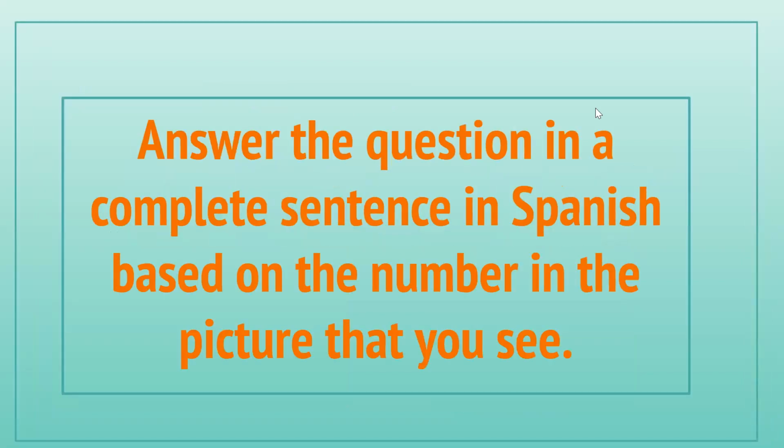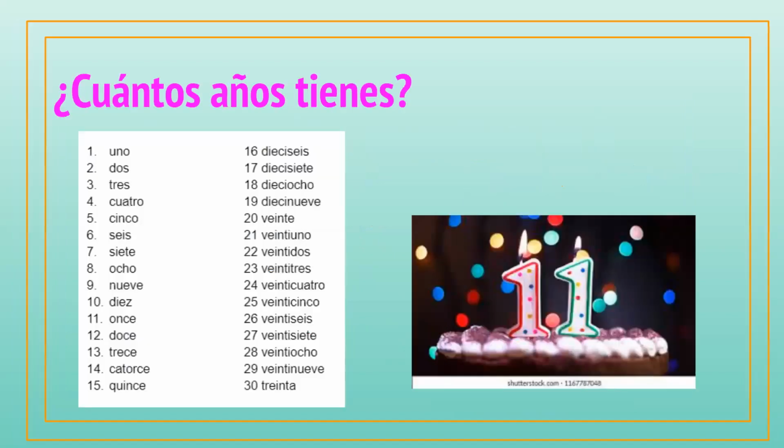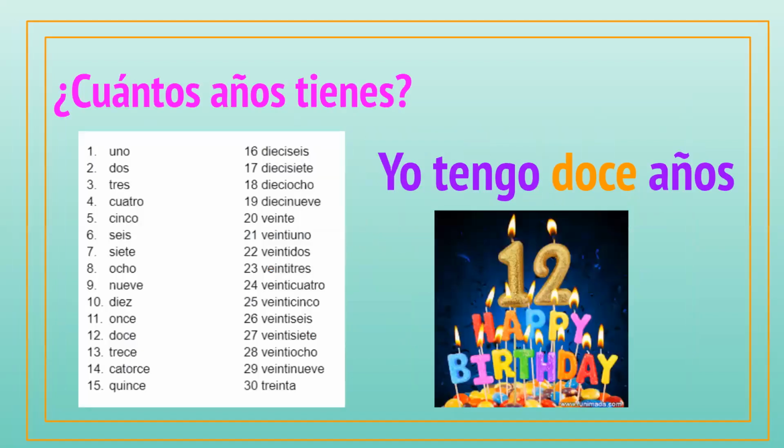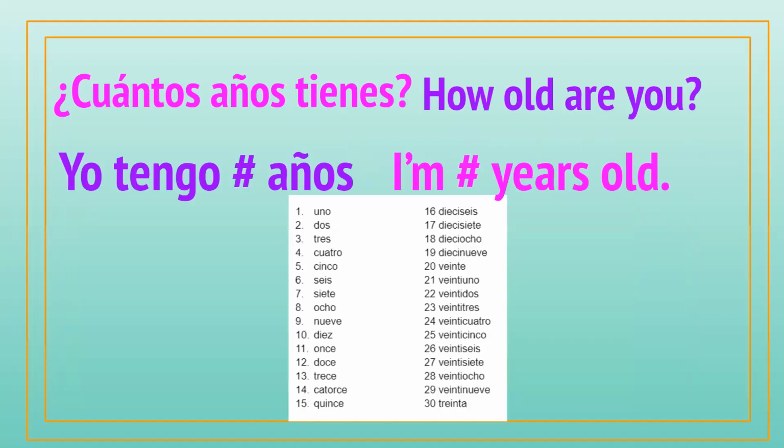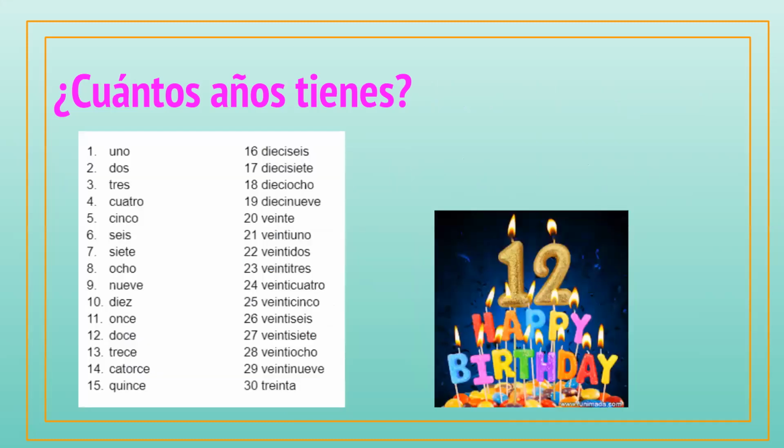You're going to answer the question in a complete sentence in Spanish based on the number in the picture that you see. ¿Cuántos años tienes? All right, so they're asking us how old we are. We don't answer with our real age. We're going to use the picture as our clue. And we want to say that we are 11 years old because in this picture, it's 11. How do we start the sentence off again? That's right. We want to put yo tengo first. We're going to put yo tengo, the number, and then años.